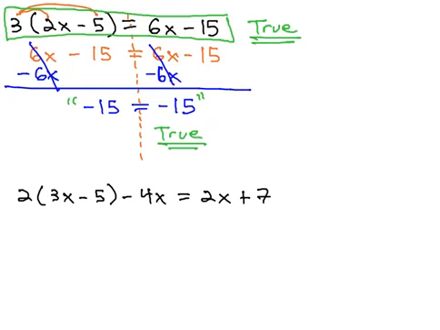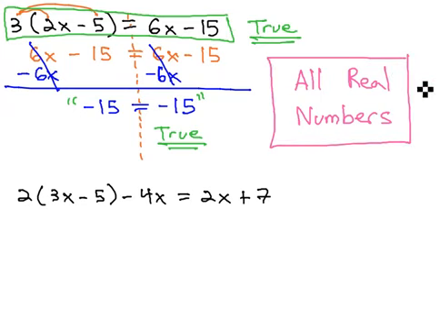This means no matter what number you plug in for the variable for the x, you will always get a true statement. It will always work. And when we have this situation that always works or always gives us a true equation, we say the solution is all real numbers. Or you'll hear infinite solutions sometimes. What this means is no matter what you pick, any real number you pick, it will always give you a true equation.